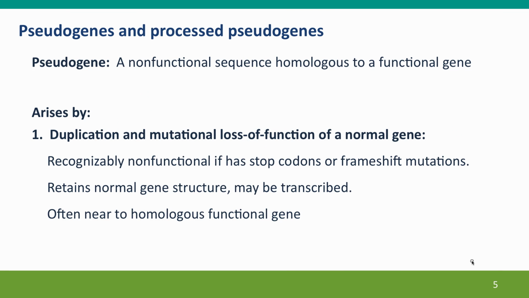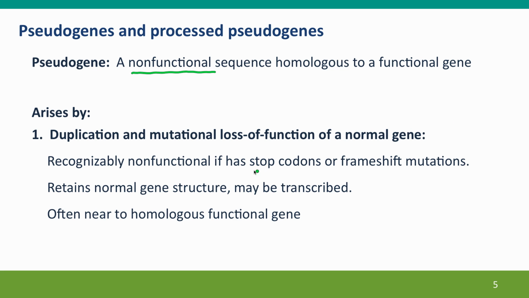Now, the third kind of element I want to talk about are elements called pseudogenes. There are two categories of pseudogenes. You can guess from the name that a pseudogene is a sequence that looks superficially like a gene, but when you look closer, you realize it's a non-functional sequence that's homologous to a functional gene. Pseudogenes arise in two ways. One is they can arise by duplication of existing genes and then mutations that destroy the function of the gene.